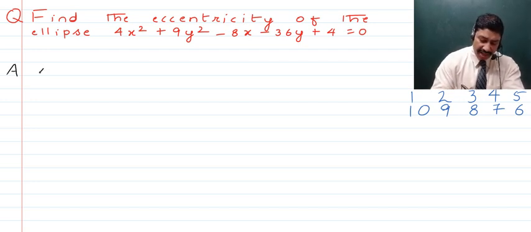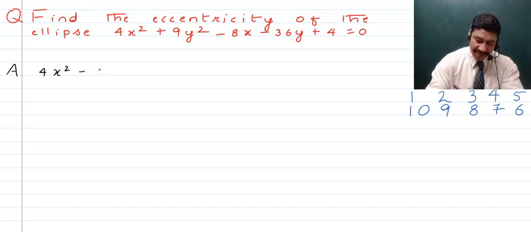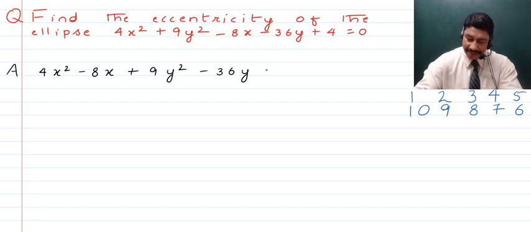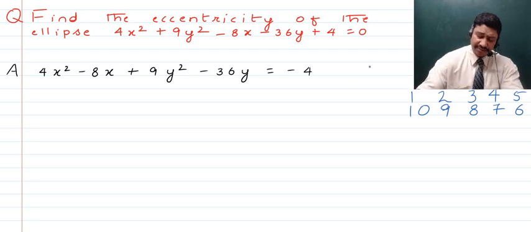So here we have 4x square, which can be written as 2x whole square. Then we have the term with x, that is the linear term with x, that is minus 8x. Then we have plus 9y square, which can be written as 3y whole square, right? And then we have minus 36y, which is the linear term with y, and to that is 4 added, and we'll take the constant to the other side, make it minus 4 on the other side, as it was plus 4 this side.